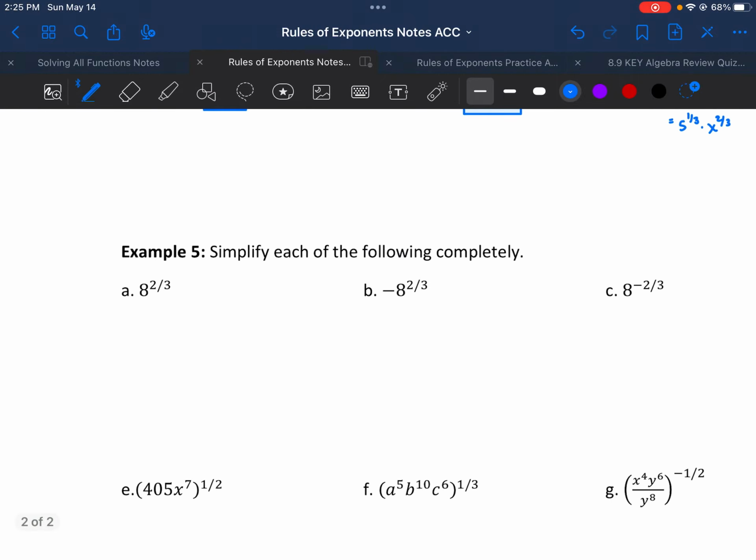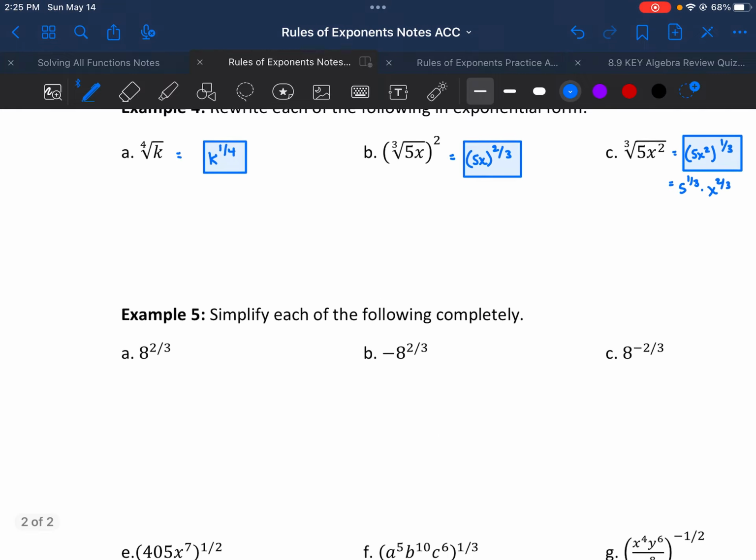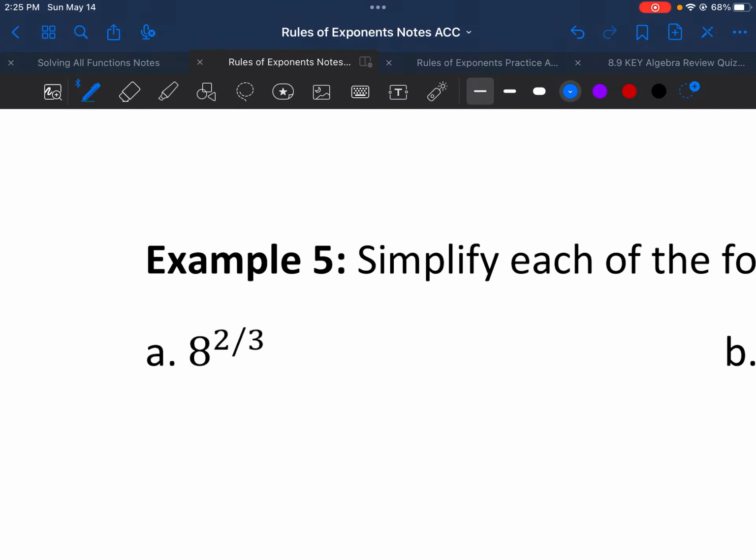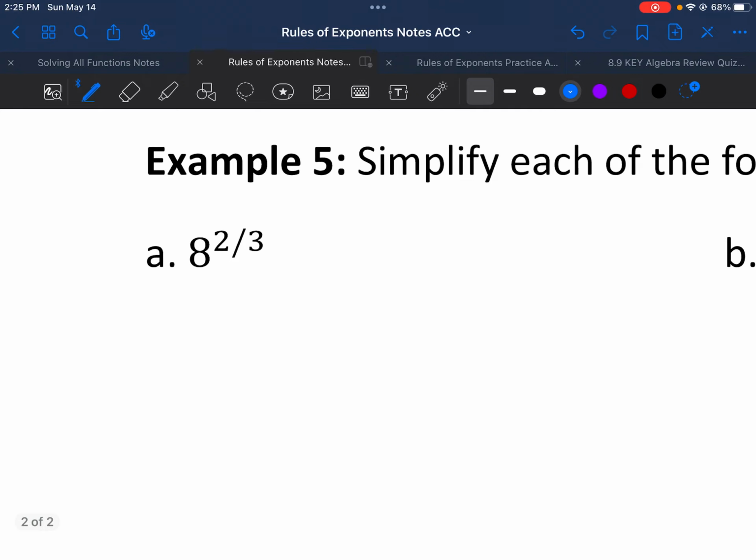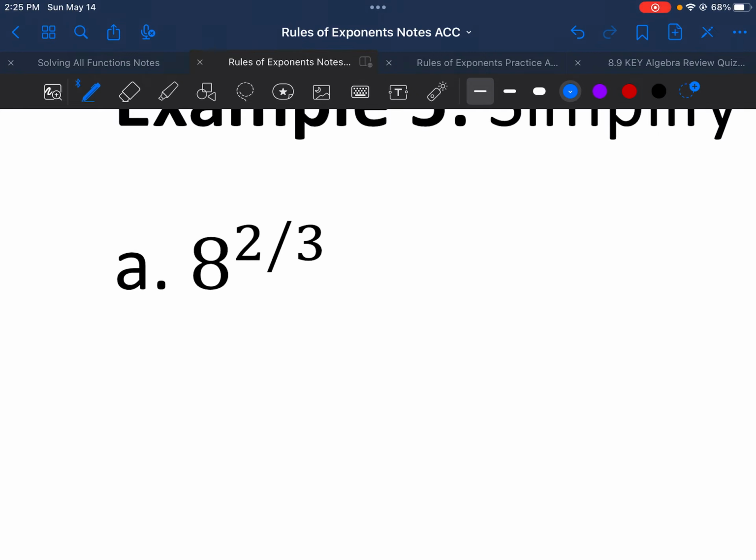All right, example 5, simplify completely. So these have some good examples, especially A through D here, 5A through D. They show the differences between where the negative shows up and if there's parentheses or not. So 8 to the 2/3 power. Typically in the past you would have used a calculator probably to calculate that, but this is a pretty easy one to calculate by hand.